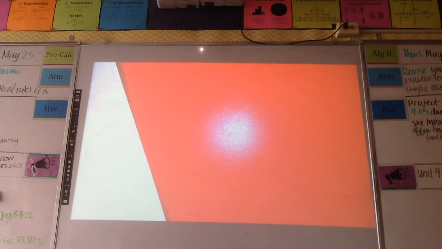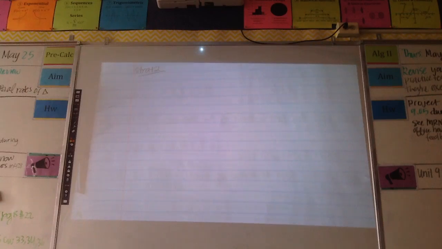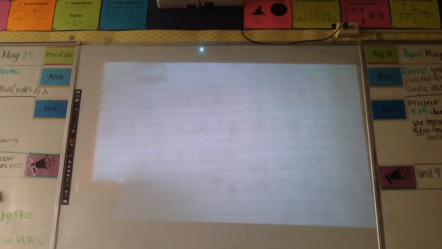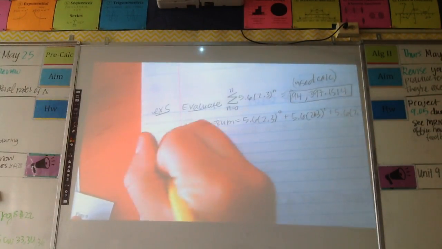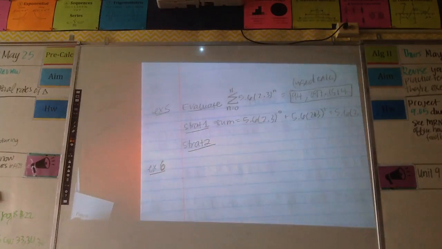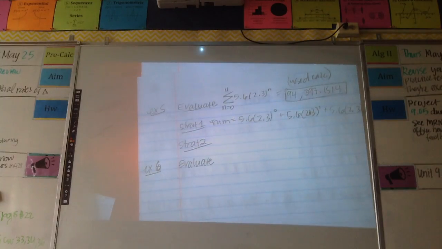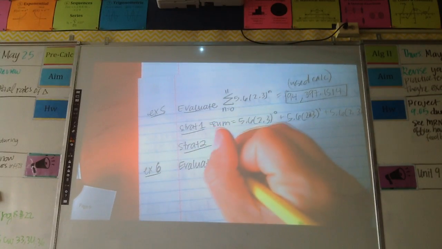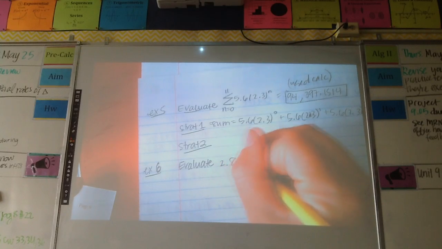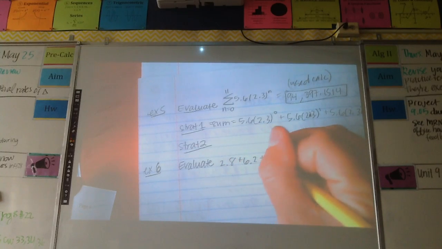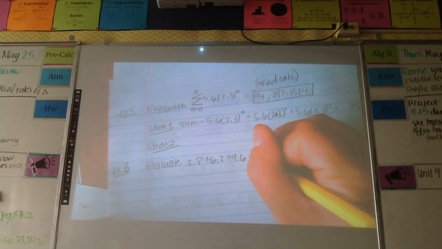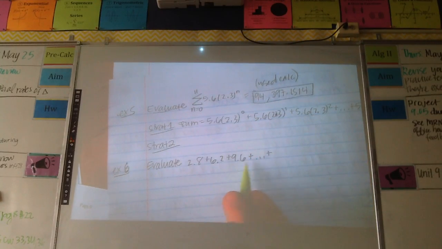Okay, one more question, and then we'll be done with sequences and series. Example 6. Let's evaluate this series. Series again means a list of terms you're adding, not just listing them. The dot dot dot plus means the same pattern continues. Assume the same pattern continues until the last number you're adding up would be 60.6.